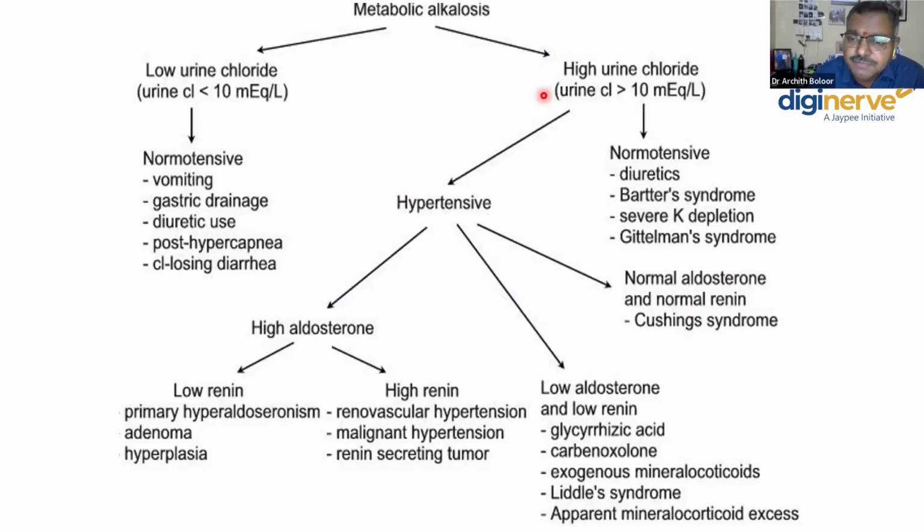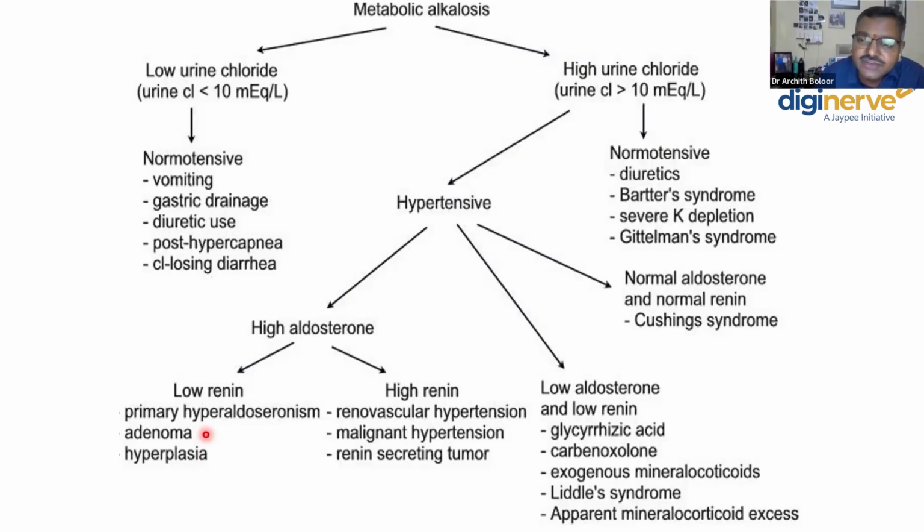So please remember this table. If the patient has a metabolic alkalosis with a high urinary chloride, hypertensive, normal aldosterone and renin, we are dealing only with Cushing syndrome. Now, if the patient has a high aldosterone, it can be due to either low renin or a high renin. High renin, high aldosterone, it is a renin secreting tumor or a renovascular hypertension. If you have a high aldosterone, low renin, it is primary hyperaldosteronism, otherwise called Conn syndrome. So you calculate the renin to aldosterone ratio, and that's how you calculate.